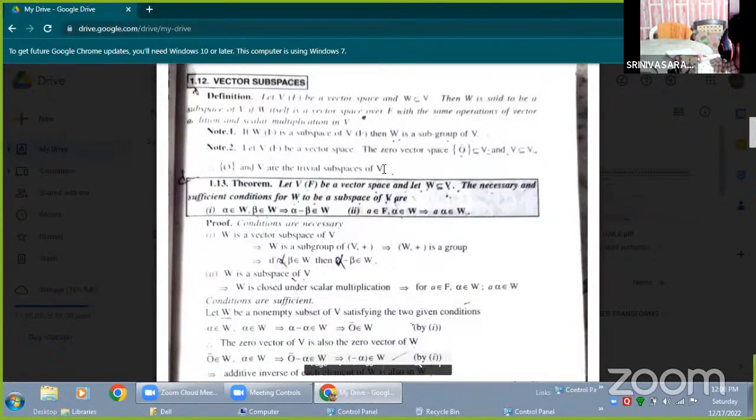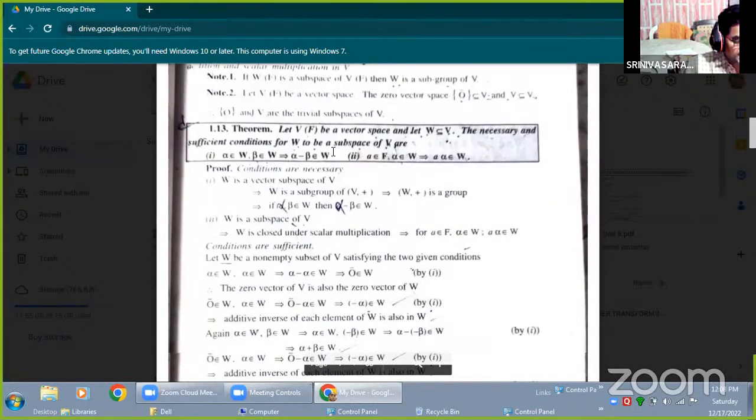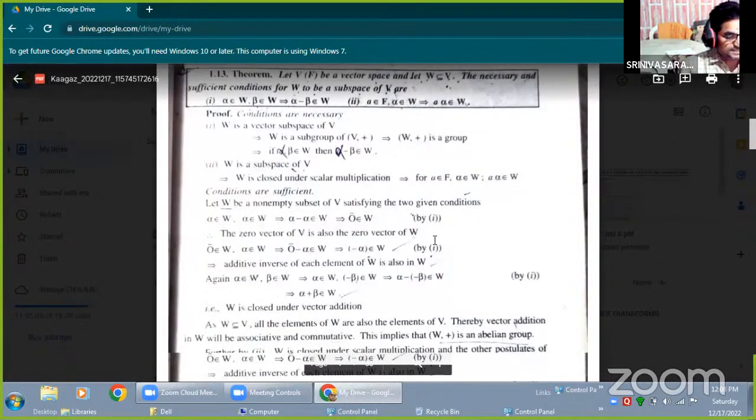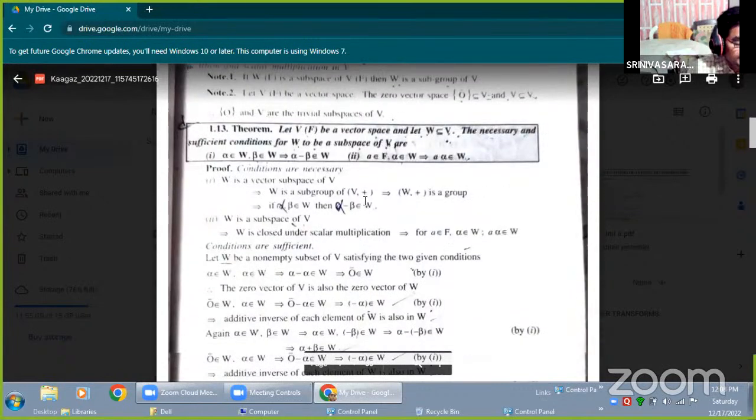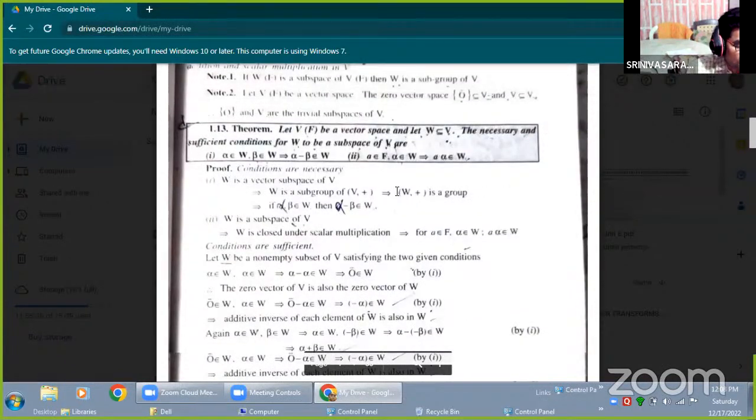What are the trivial subspaces? This is one of the important examples. The last session also explained it here. The set of the zero vector and capital V are the trivial subspaces of a vector space. Now, see this theorem, already explained in the last class. This is the necessary and sufficient condition for a vector subspace.